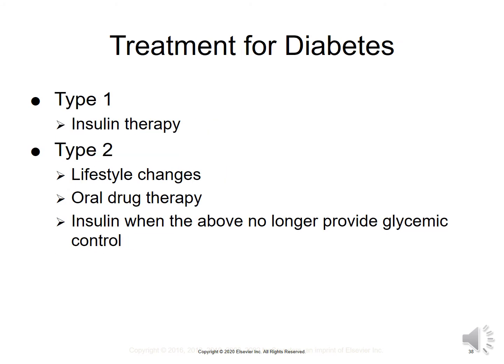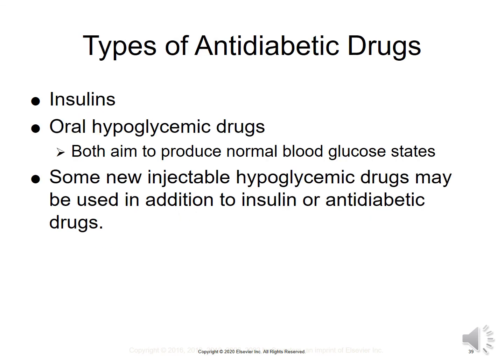Treatment for diabetes type 1, you have to take insulin. For type 2, lifestyle changes and oral drugs. And eventually they may have to be on insulin when oral drugs and lifestyle changes no longer provide glycemic control. Insulin and oral hypoglycemics are some things that we're going to use, and there are some new injectable hypoglycemic drugs that can be used in addition to insulin or anti-diabetic drugs.